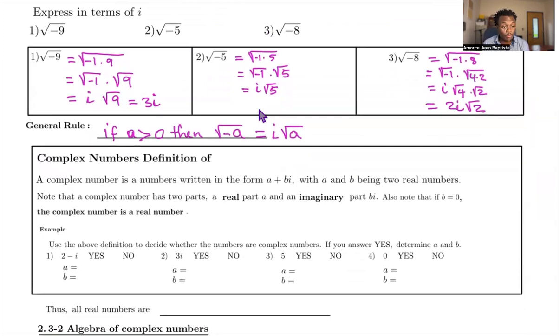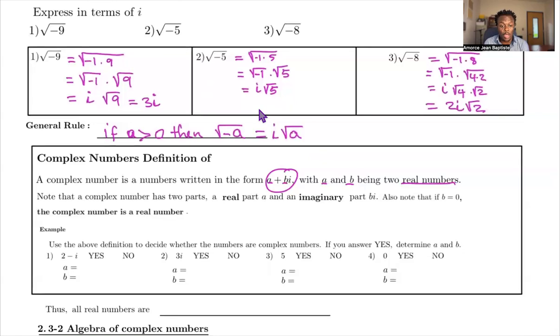And by definition, a complex number is in general form written as a plus bi, where a and b are real numbers. A and b are real numbers, but a plus bi will not be a real number because it has i, so it's a complex number.